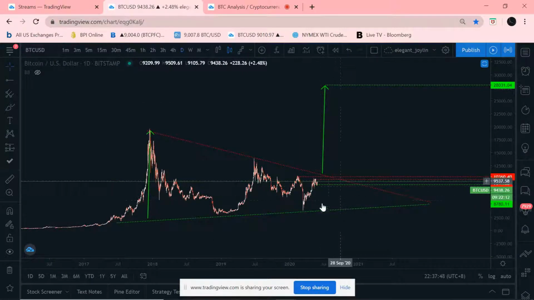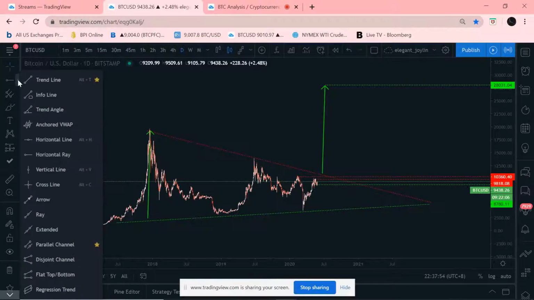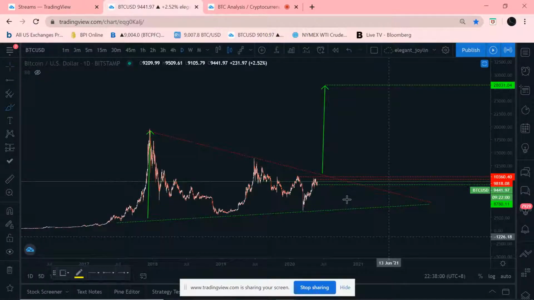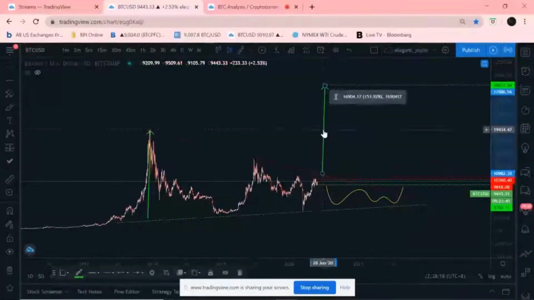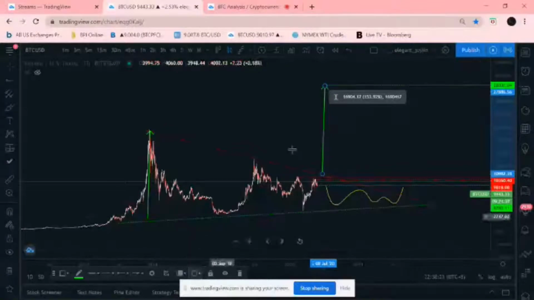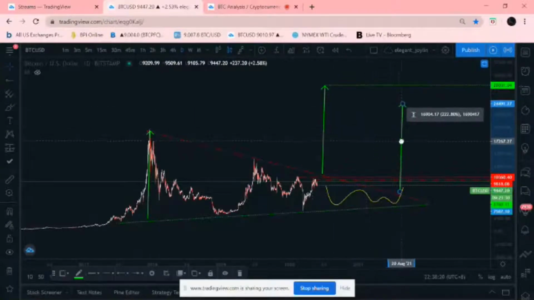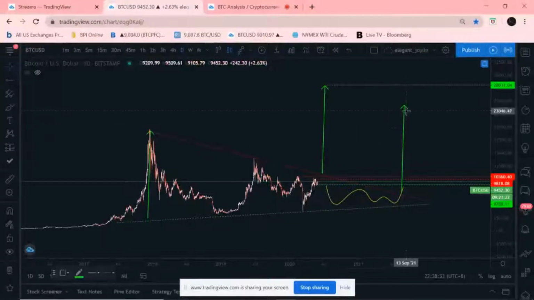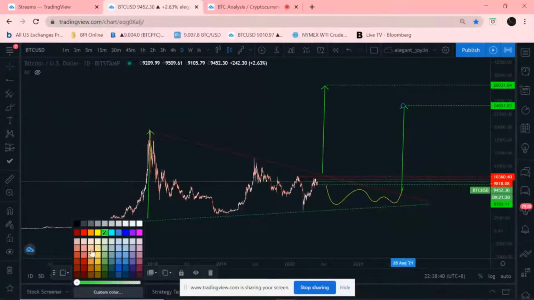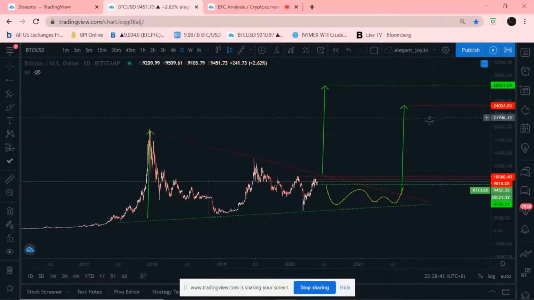However, normally a triangle usually breaks near the apex. So that will move us to another possible option. If not, it will move within this range and possibly break out at that level. Regardless, I'm looking at both of them as more of a bullish sign, because I think the sell-off was already over last March. So those are the possible next targets.